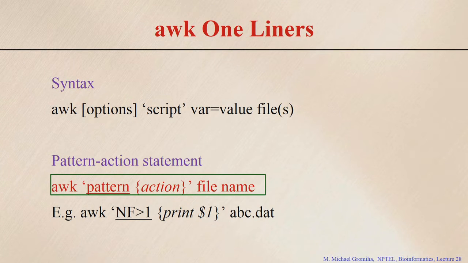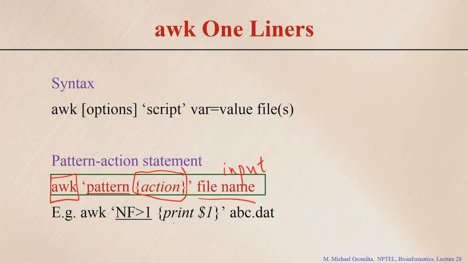How does the awk program work? This is a kind of pattern-action statement. This is the awk syntax: you can use some options, and a script, which gives you a variable equal to the value of these files. This is the pattern for writing the syntax. First you write awk, which is the program name, and you need the input file name. Right here is your input file name, and here the action means what you have to do.